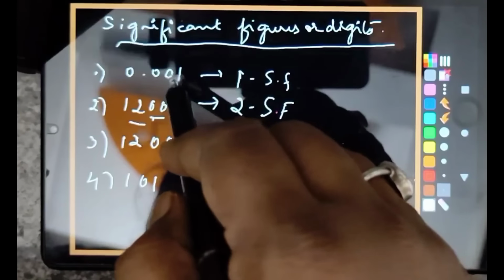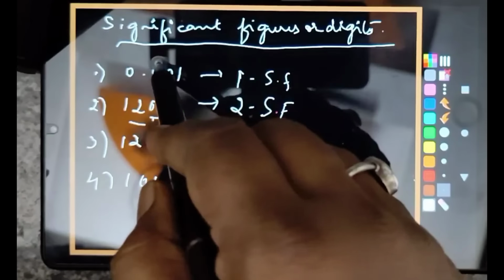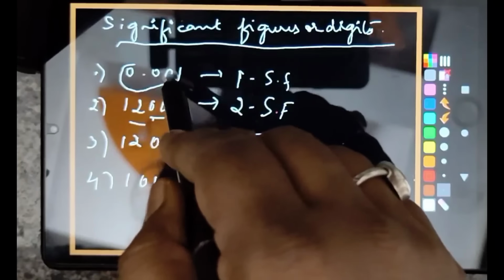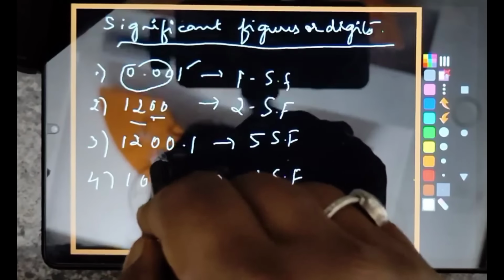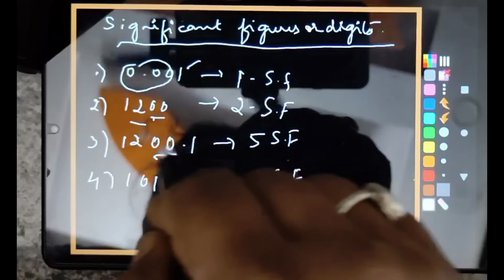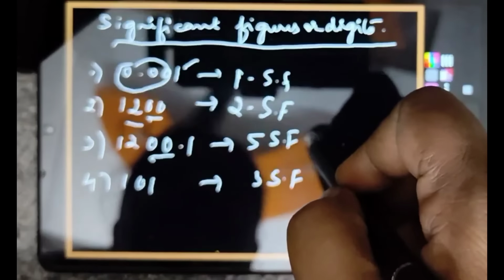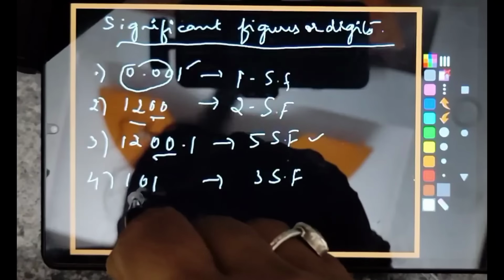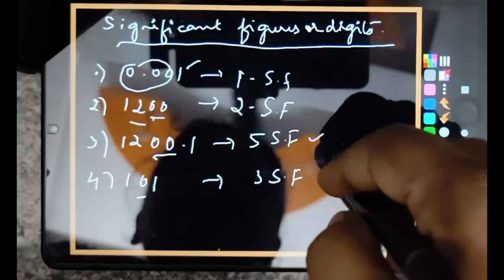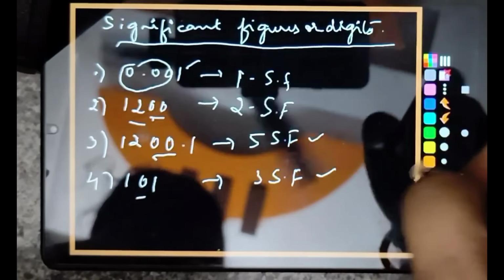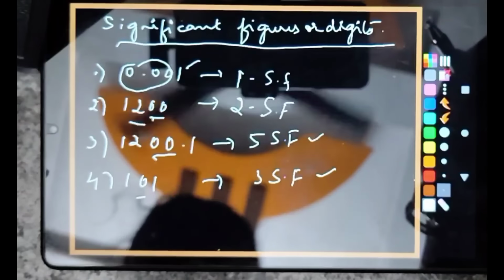Here you can see to the left of 1 there are only zeros with a decimal point. These zeros do not have any significance. Only one is the significant figure. Here, the zeros are between non-zero numbers, hence 0 is also considered significant, so we have five significant figures. Here also the same thing, 0 is in between non-zero numbers, hence the significant figures are 3. Like that you have to determine the significant figures.